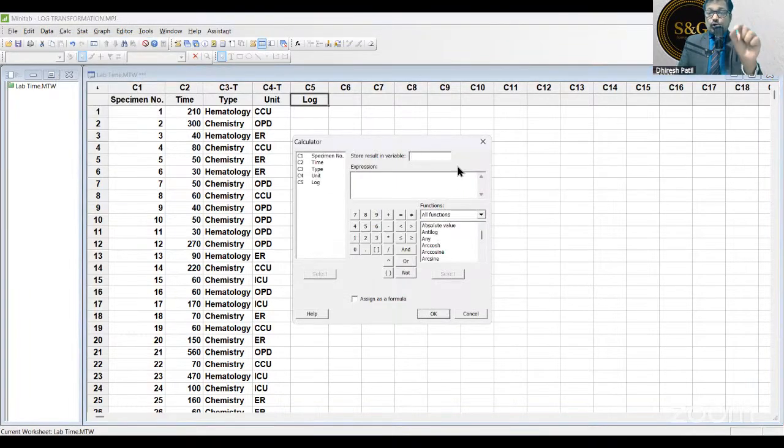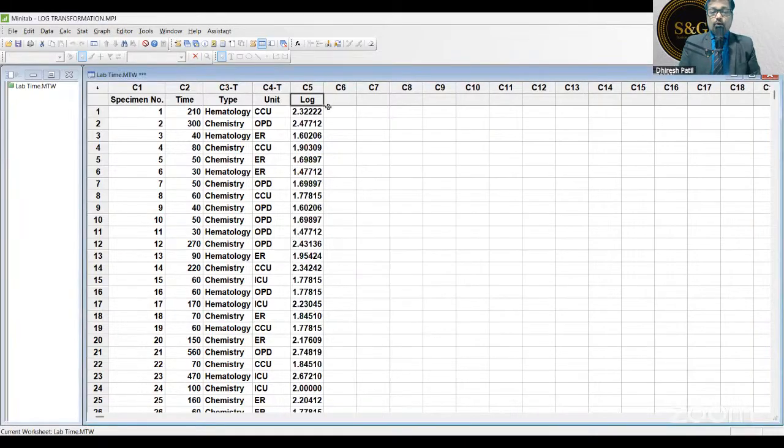First, where do you want to store the result? I selected the log. Okay, I came to function. I selected the logarithm function. I selected log base 10. I double clicked on that and I double clicked on the time column. Now I'm ready for it. I just click on OK. And now I have got all the converted data here.